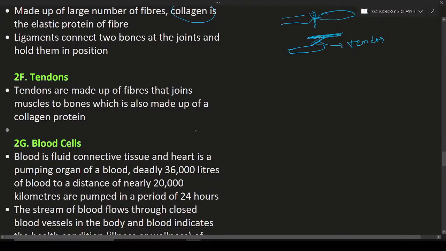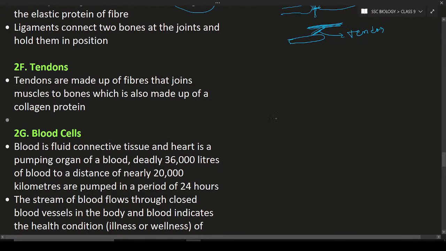Next is the blood cells. We will discuss the blood cells in the coming lecture.